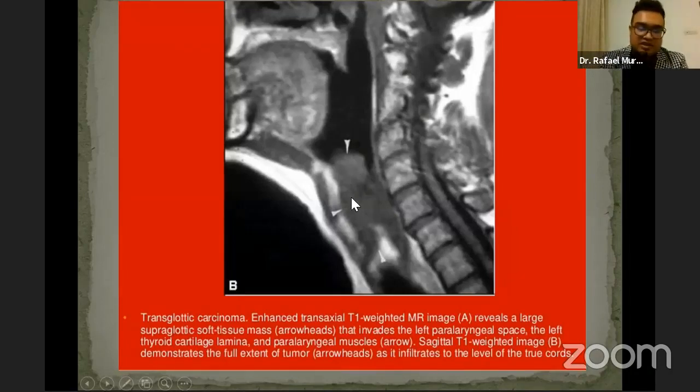So this is a transglottic carcinoma again. The enhanced transaxial T1-weighted MRI image reveals a large supraglottic soft tissue mass that invades the left paralaryngeal space and the left thyroid cartilage lamina. The paralaryngeal muscles, sagittal T1-weighted image demonstrates the full extent of the tumor as it infiltrates the level of the true cords. So next slide, please.